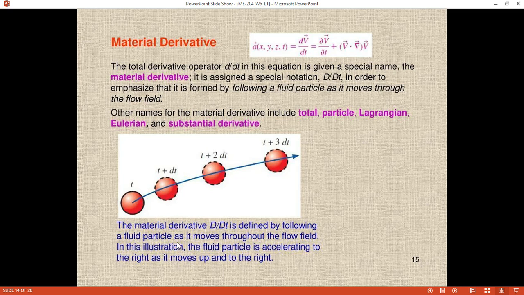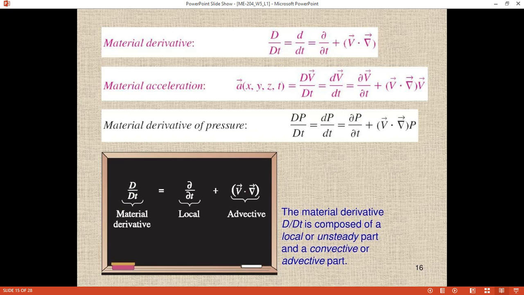In this illustration the fluid particle is accelerating to the right as well as up, so it is going to be a two-dimensional change. The material derivative can be written in this form. Small d by dt is replaced with capital D by Dt, and this is called the material derivative, and it can be written in this form.